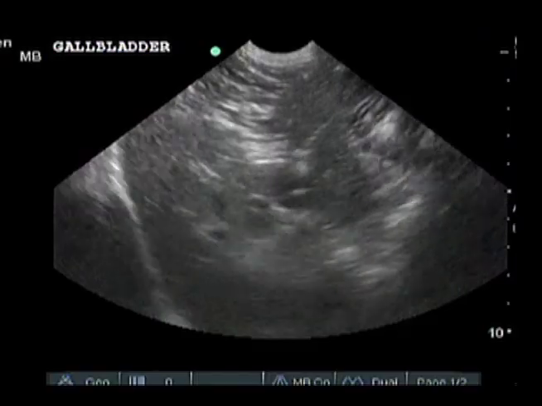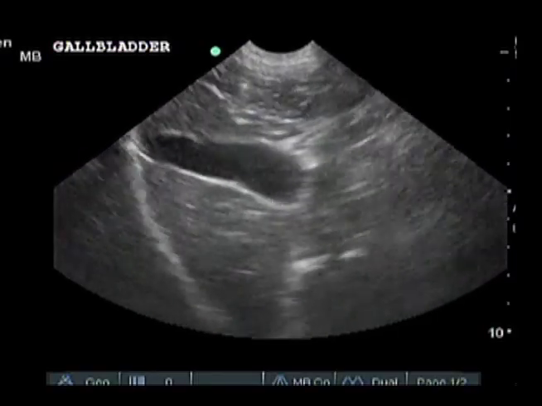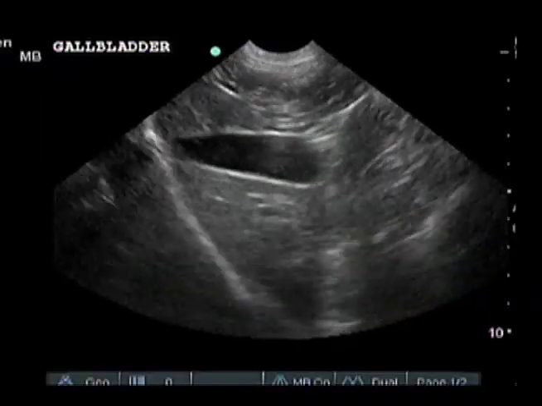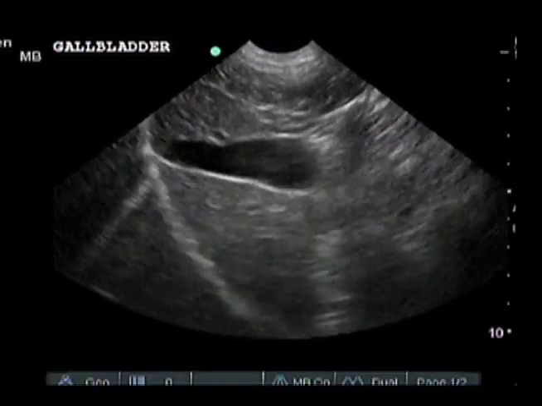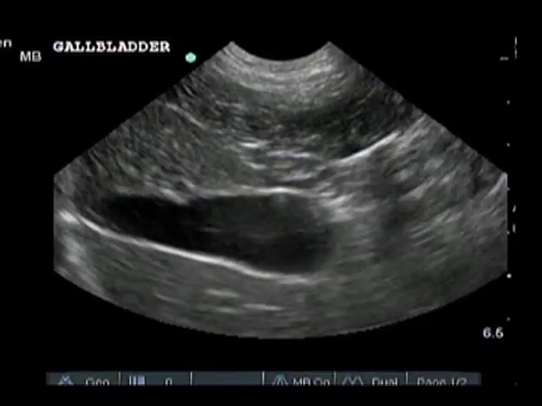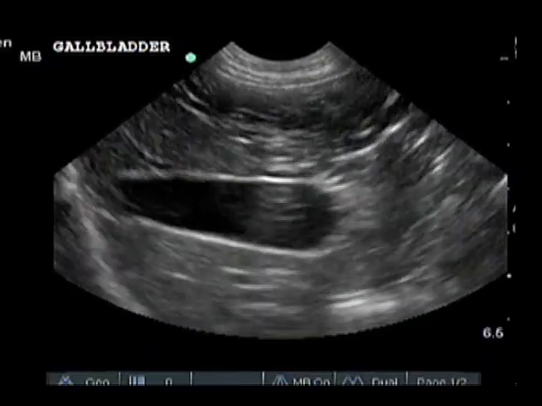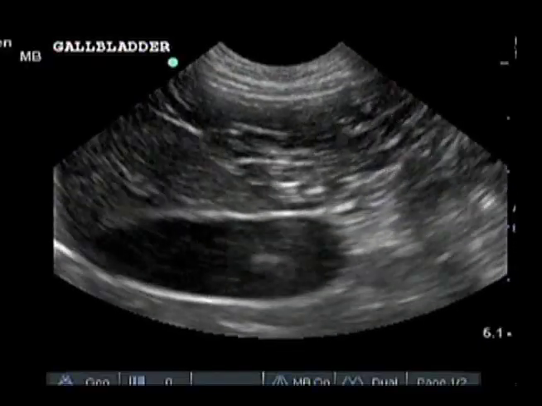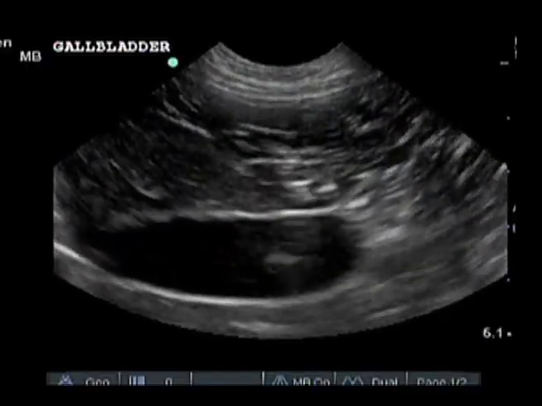The normal gallbladder is not the same echogenicity as the liver. Normal bile in the gallbladder is anechoic. That means there is no absorption, weakening, or reflection of the ultrasound beam by normal bile. In spite of that, we have enhanced the ultrasound beam in the gallbladder.